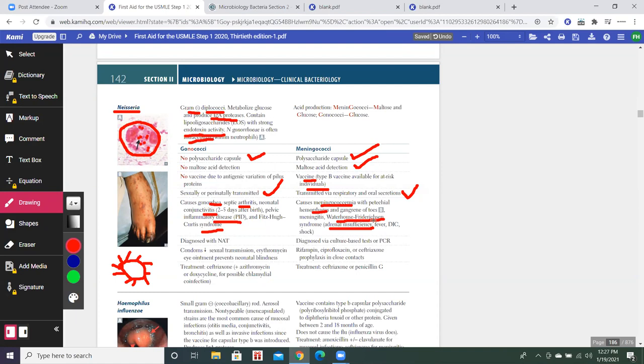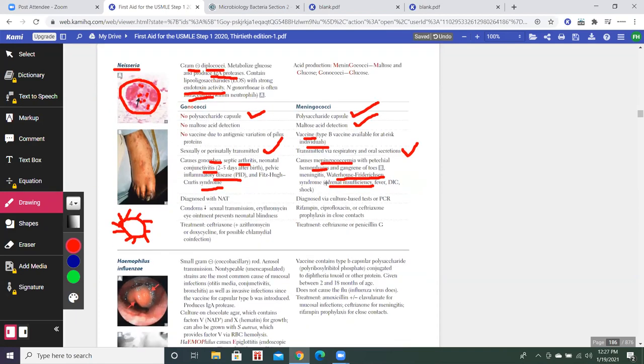We studied this in endocrinology. We will not study this in detail. That's what happens, because there's ischemia and bleeding of the adrenal glands. As a result, patients have severe adrenal insufficiency. So fever, headache, rash, adrenal insufficiency, DIC, shock, these are all more common for meningococci. Gonococci is diagnosed by nucleic acid amplification test, or NAAT, and meningococci is diagnosed via culture.